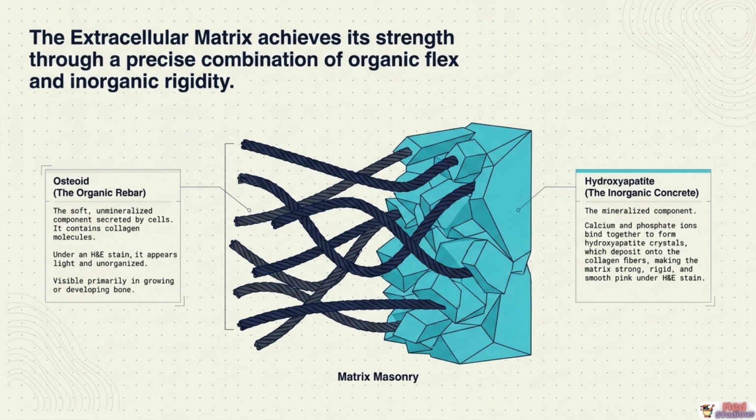Under a standard hematoxylin and eosin stain in the histology lab, osteoid appears light-colored and somewhat unorganized. You see it most prominently at bone-forming surfaces adjacent to active osteoblasts. The second component is hydroxyapatite, the inorganic mineral component. This is the concrete poured around the rebar.